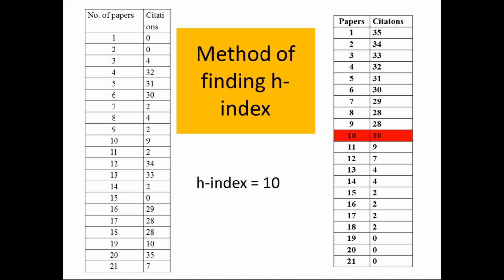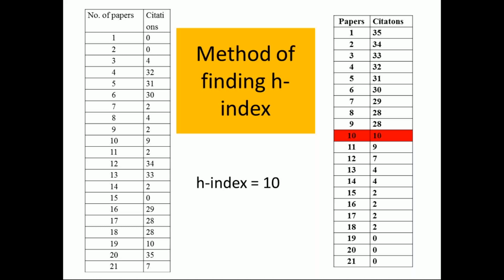I am comparing the number of papers and the number of citations. If it is equal, it is the H index. Here you can find that 10 papers have 10 or more citations. That means my first 10 papers have an impact, an impact on the contributions. Of course, 11, 12, 13, 14 also have citations: 9, 7, 4, 4, 2, 2, 2, 2, like that. The total citation is entirely different. Three of my papers do not have any citations. But the calculation of the H index is based on the number of papers and the citations being equal.